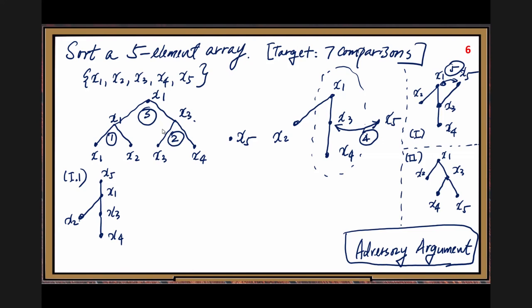x2 we already know is below x1, right? So we only need to compare with x3 or x4. Currently, we have consumed 5 comparisons, right? 2 more to go, right? Can you use 2 more comparisons to put x2 in place? Yes. Easy, right? Compare with x3 and x4. You can get it sorted.